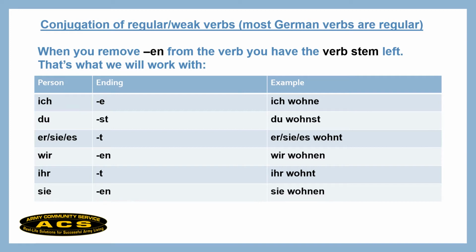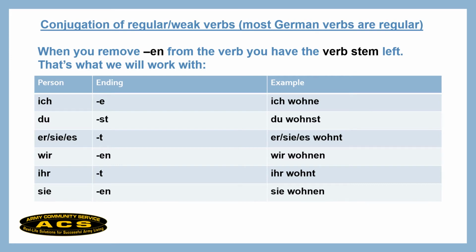So for ich, I, it would be an e. For du, you, it would be st. The examples are given to the right. The verb wohnen means to live. If I conjugate that with the first person singular, I would say ich wohne.